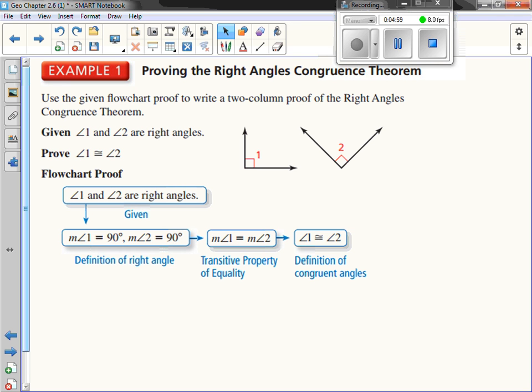Now, flowchart proofs provide a more logical way to write a proof because we're saying this, since they're both right angles, leads to the fact that they both equal 90. The fact they both equal 90 means that they lead to that they're equal to each other, which means that they are congruent. It's just a flow of thought. We're going from one to the next to the next.